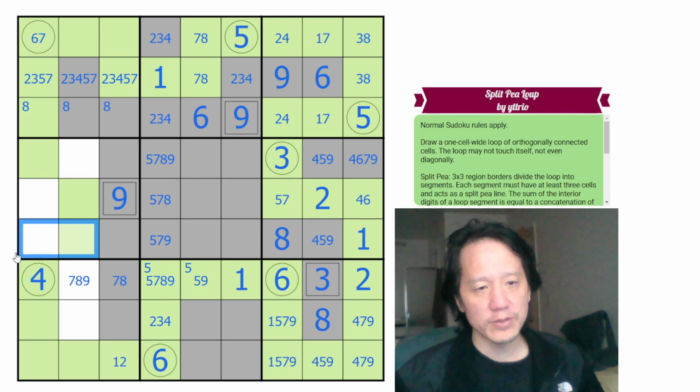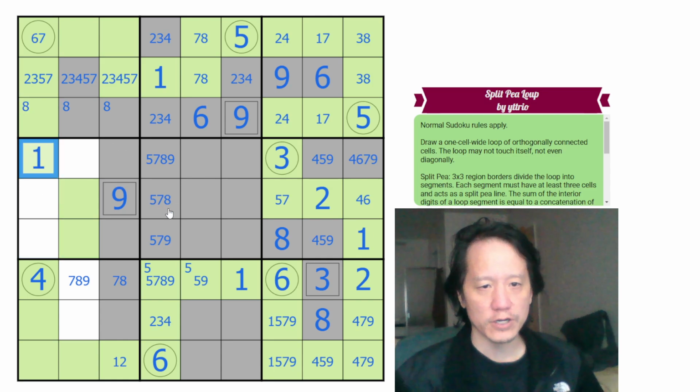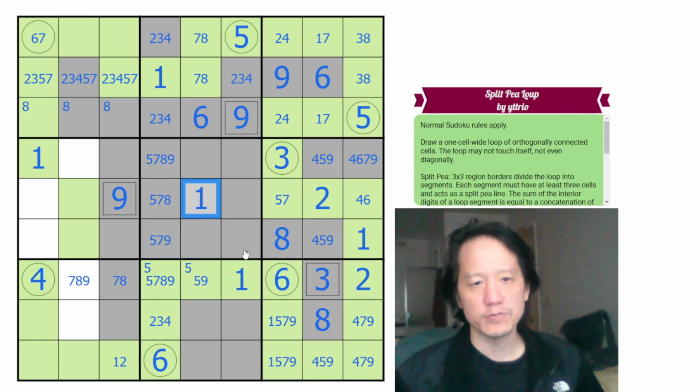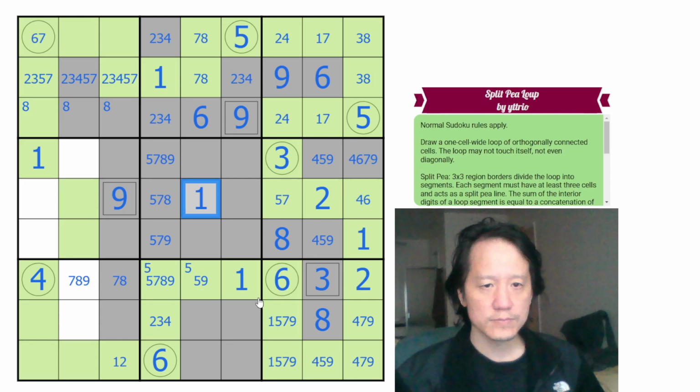So the 1 cannot be here. Therefore, this must be the 1 because it enters in this way. So this is 1, which means neither of these can be 1, these can't be 1, these can't be 1, that can't be 1. Therefore, this must be a 1. This can no longer be 1.